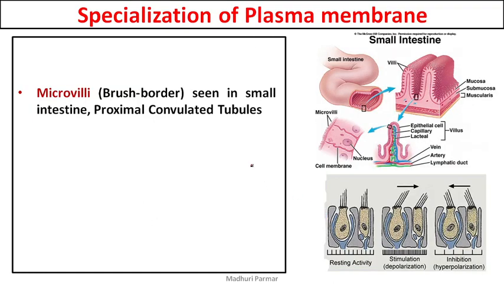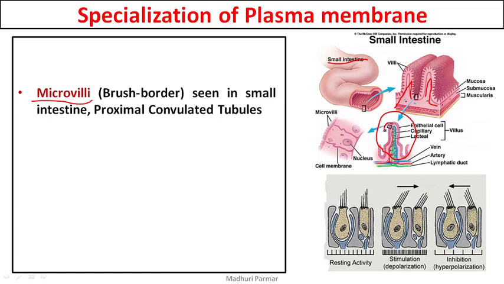Now let us talk about some specializations of the plasma membrane. These are places, some organs, where the plasma membrane has taken up some new or special function. The first example is microvilli or the brush border system that you see in the digestive system. This is your small intestine. When you cut it, you can see finger-like projections called villi. This is a single villus.